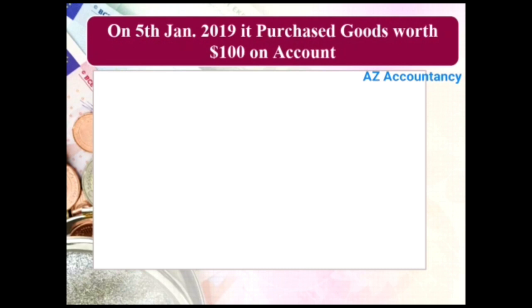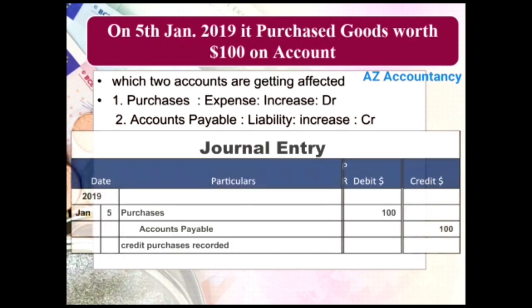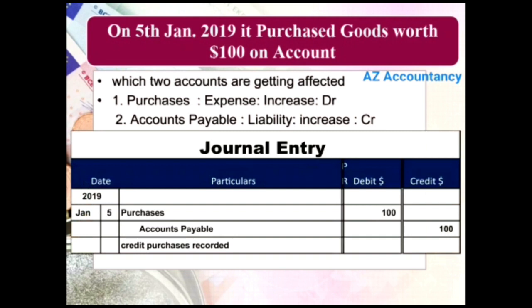And purchases also belongs to expense. So let's see how analysis is made. Purchases expense is getting affected and accounts payable, which is our liability. So it is also increasing. Expense is increasing, liability is increasing. According to rules, expense should be debited because it is increasing, and according to rule liability is increasing, it is credited. So this is appropriately put forward to format of journal entry.